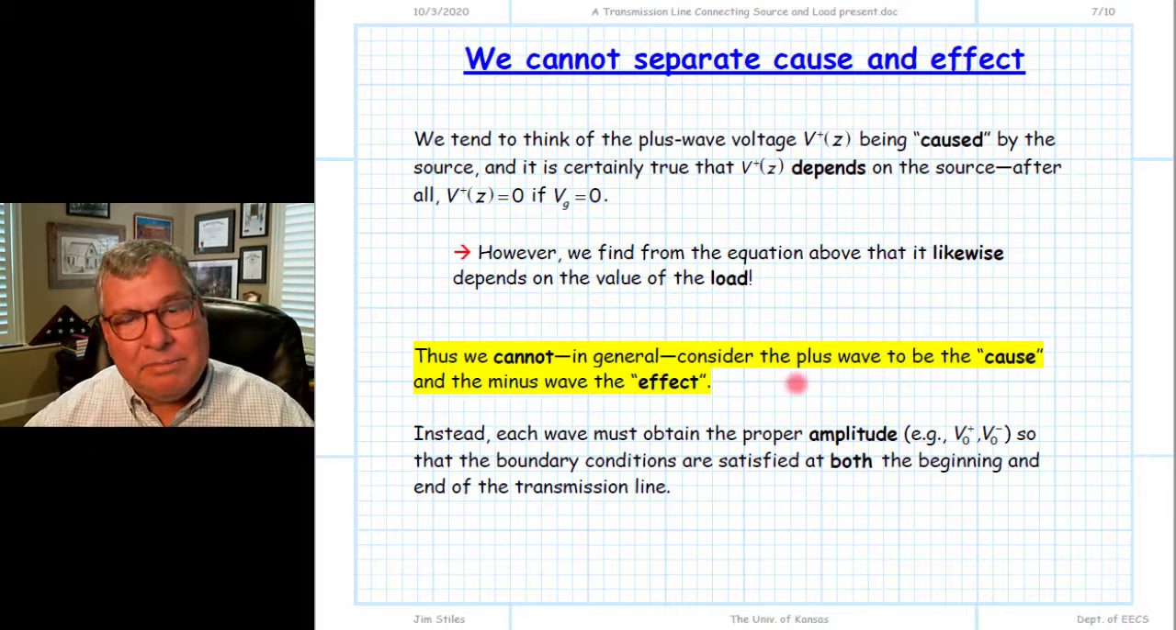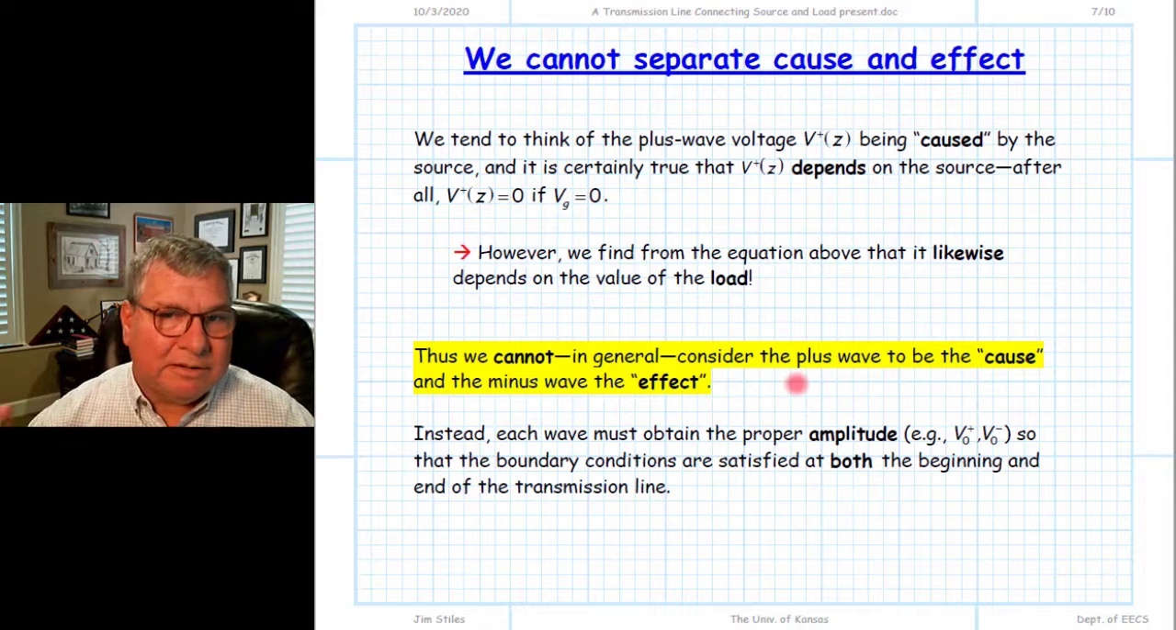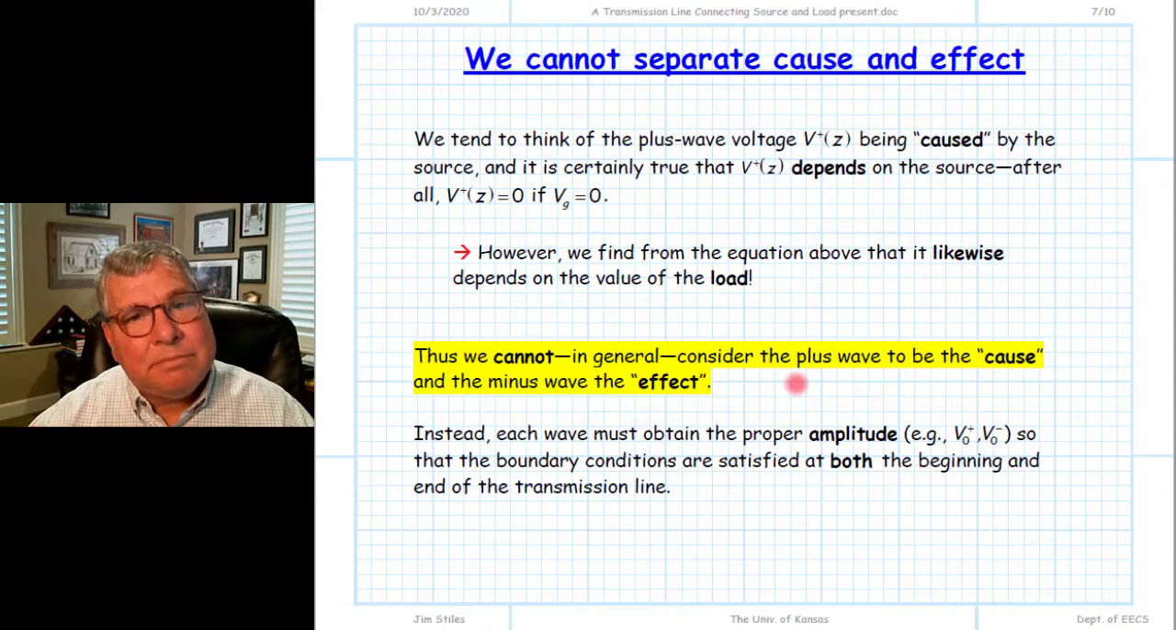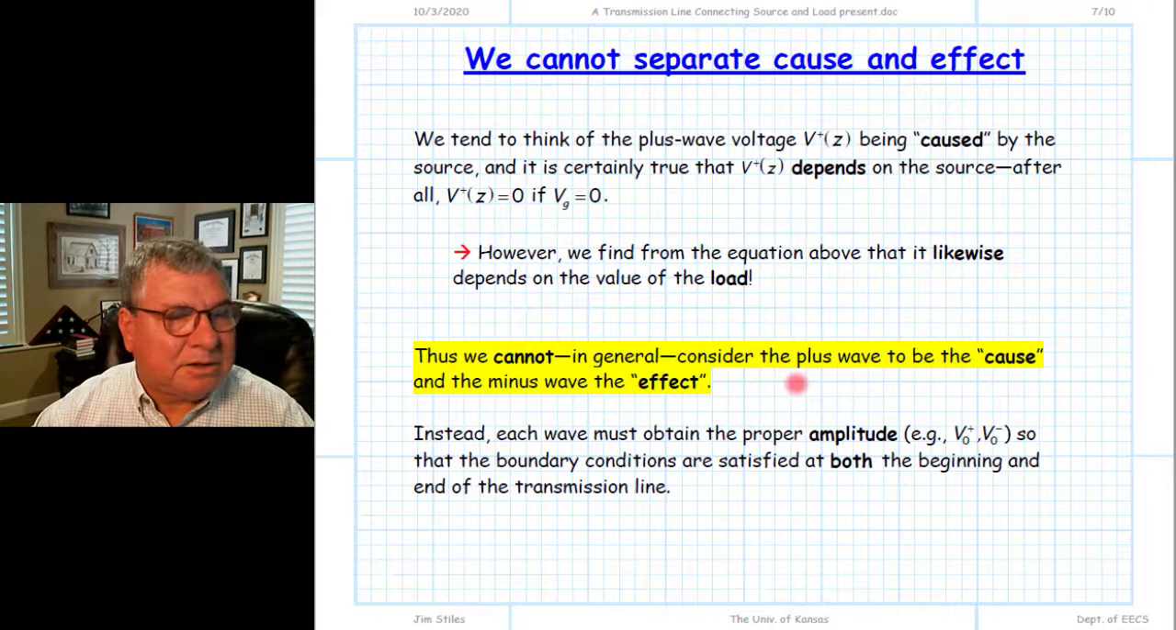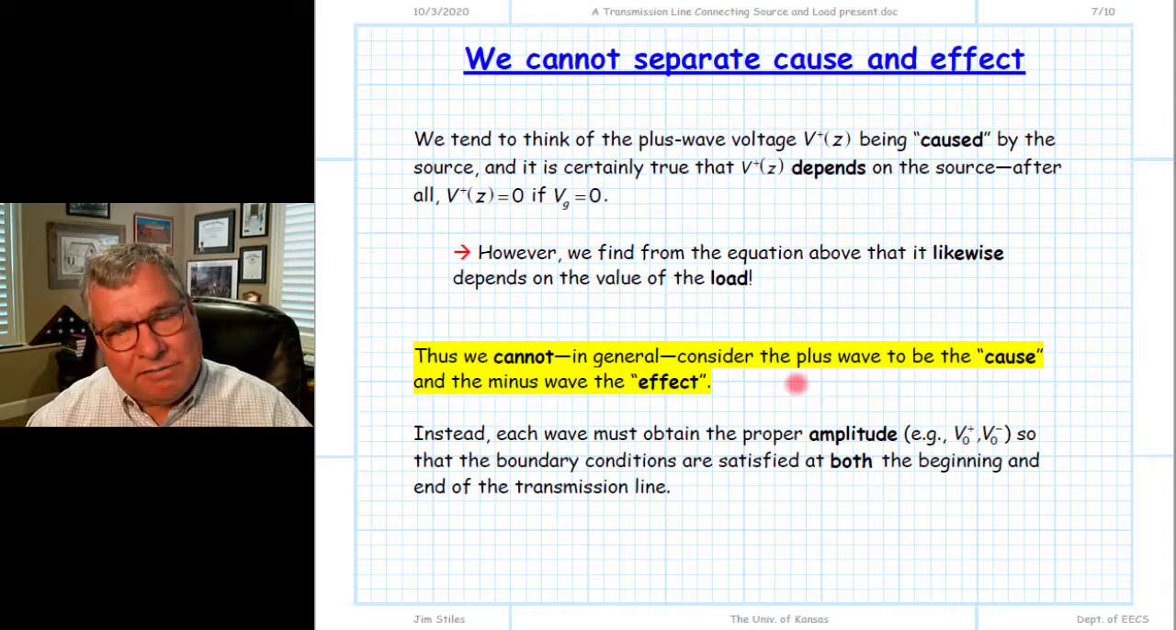And this really, again, eliminates this idea that we should say the source alone is the cause of the plus wave. We can't make it a cause and effect.